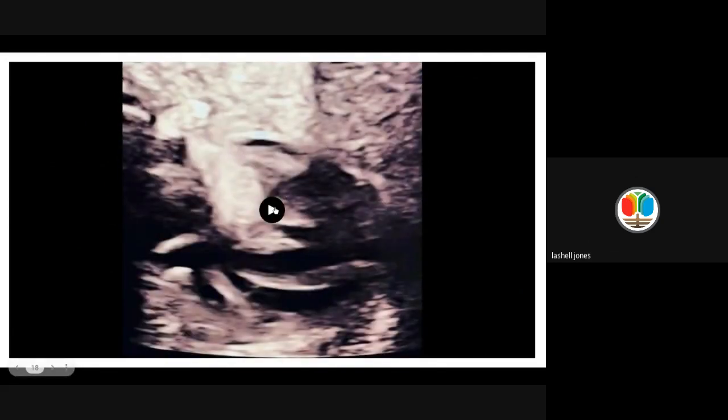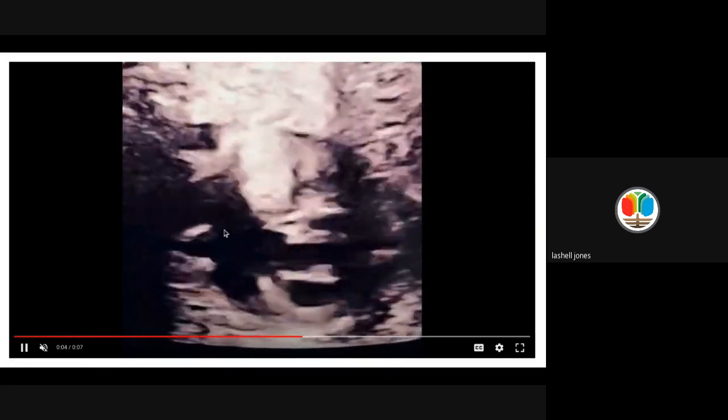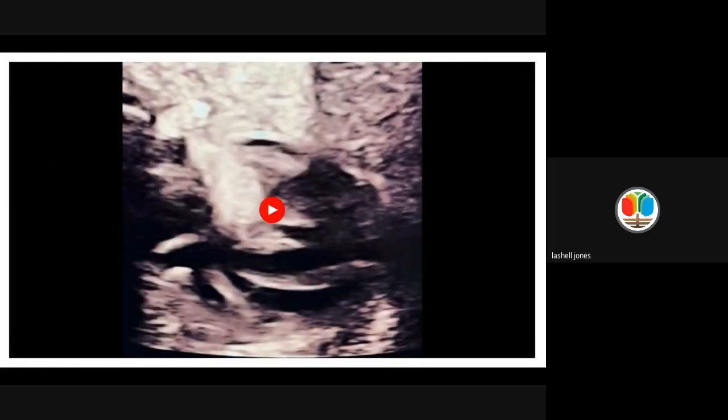I have an example. Here's an example of a rhabdomyoma that was missed several times actually, but it was then found at 37 weeks. Incidentally, this was found. Let's play that one more time. Very large. It's on that left side. Very large rhabdomyoma.